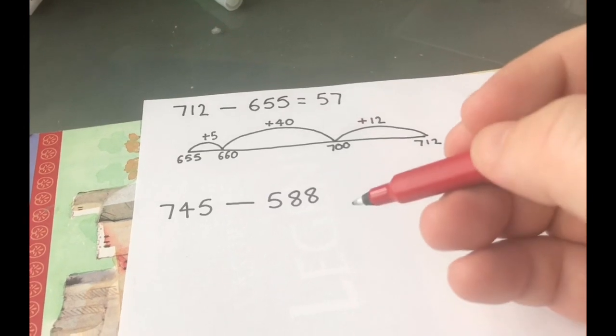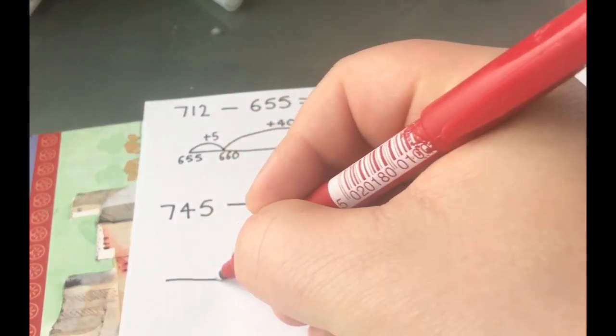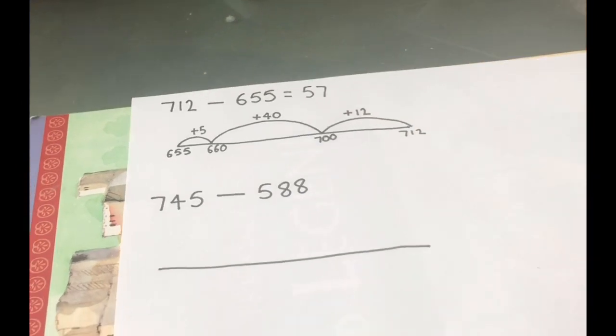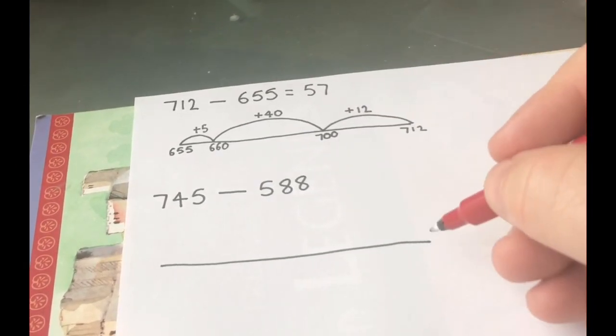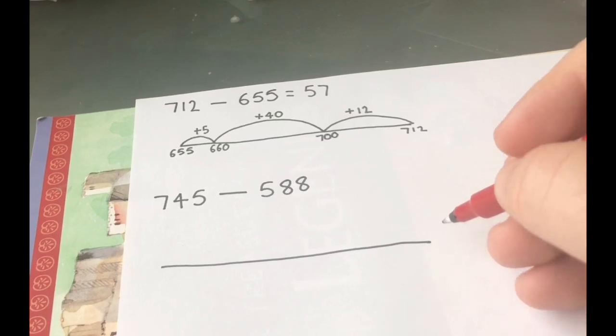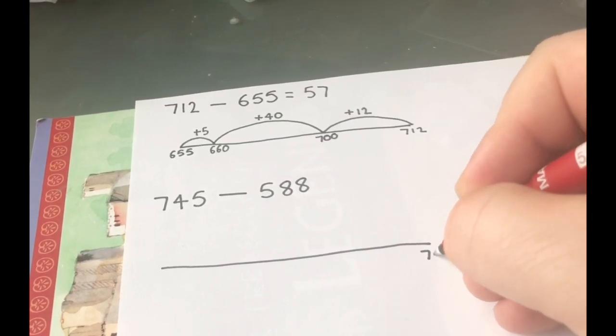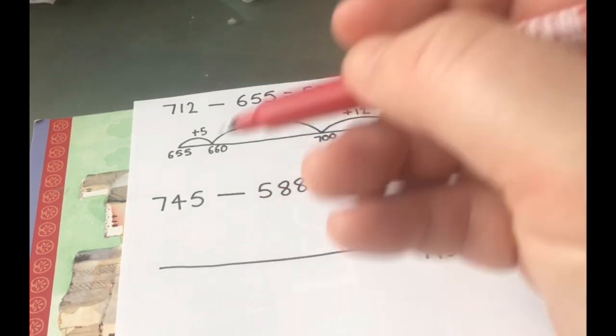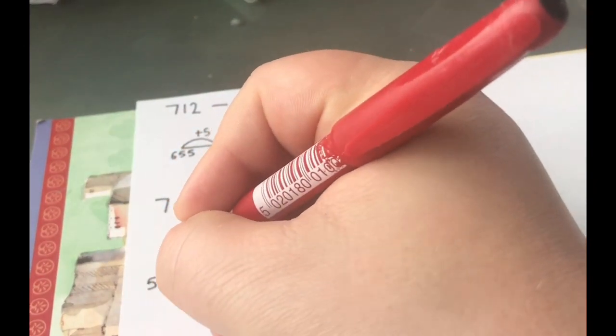The next question we've got, we do a number line. We've got 745 subtract 588. Which number's the biggest number? That's correct, we write that here. So the other number must go here. 588 goes here.